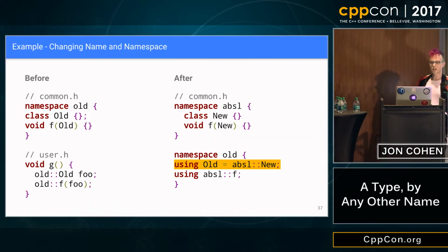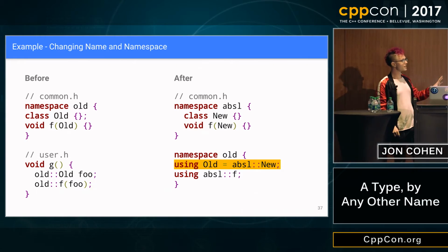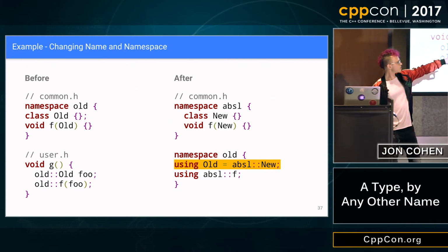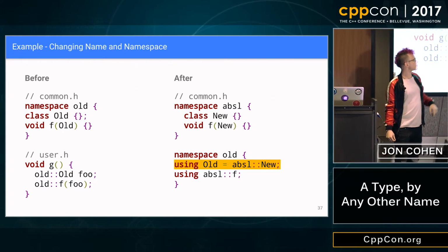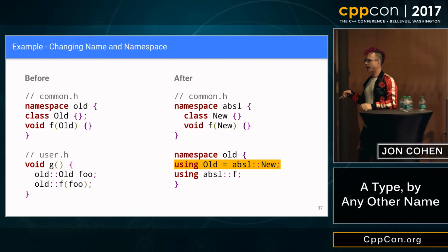So here's another example. Now we're changing a name and a namespace. And this is subtly different and introduces some other problems. And I want to look at the 2 different using statements in namespace old. One is an alias. Using old equals absil new. We're actually making a new type.